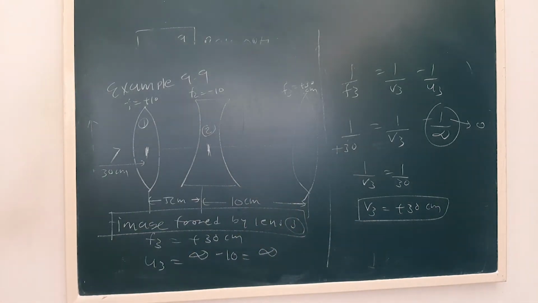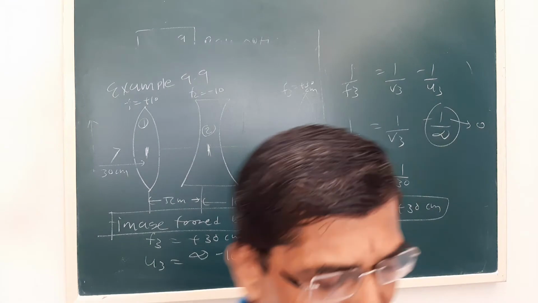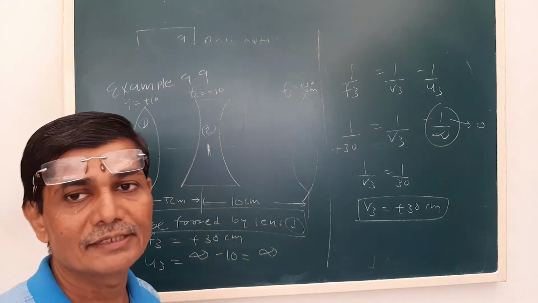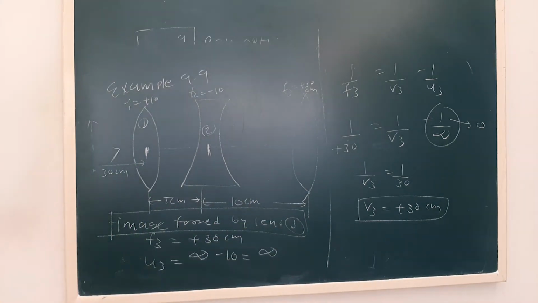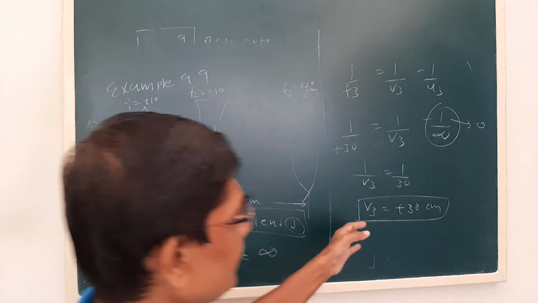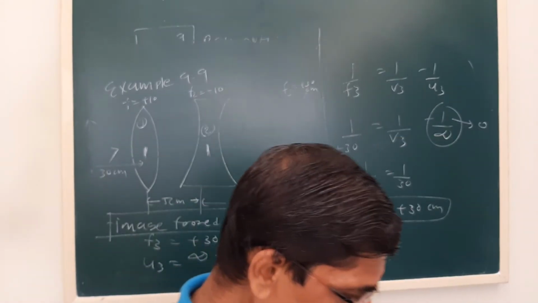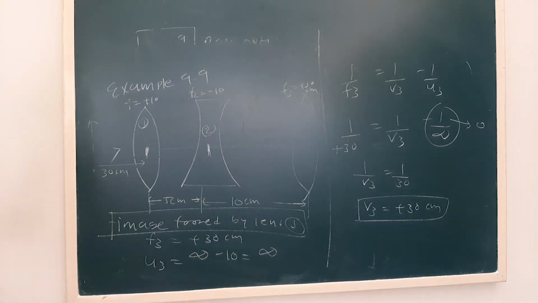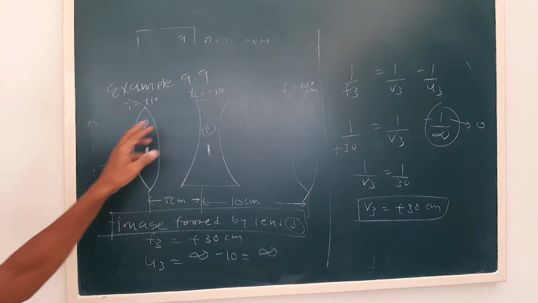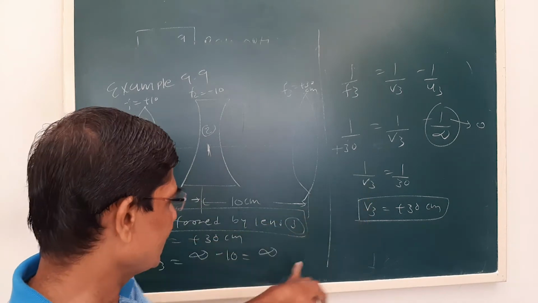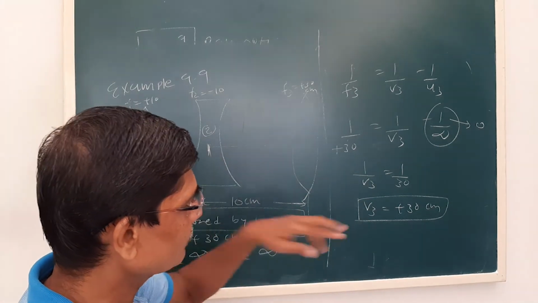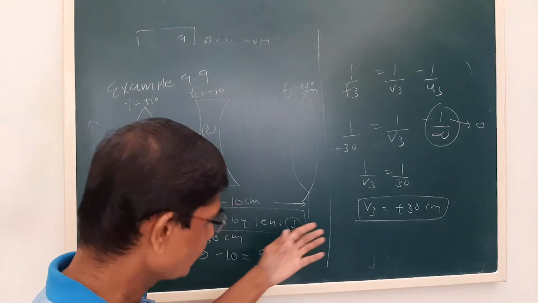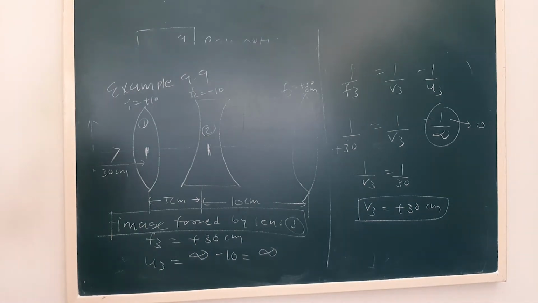Now this is consistent with the fact that when the object is at infinite distance from a convex lens, the image is formed at F. So this is about the third lens. When the object is at infinite distance for a convex lens of focal length 30 centimeter, the final image distance, that is V3, we obtain. So the image will be formed at 30 centimeter from lens 3.